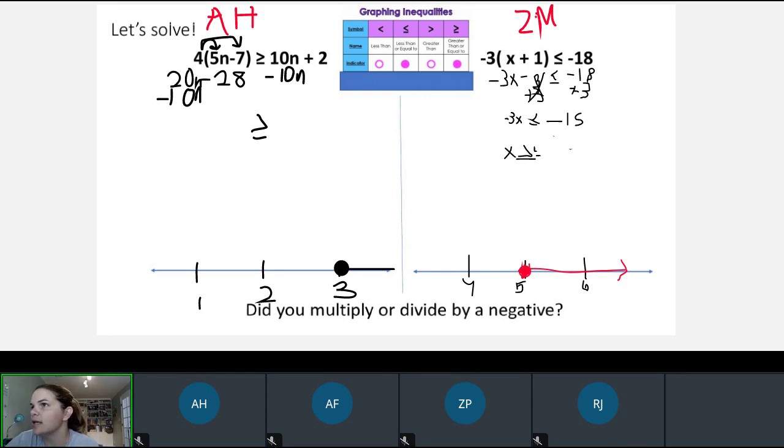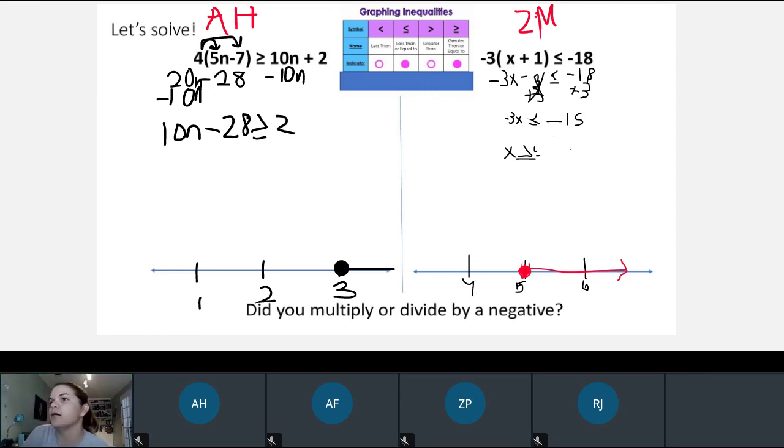All right, so 20n minus 10n leaves us with 10n. So let's rewrite that. So 10n minus 28 is greater than or equal to 2. It is hard to write, yes.